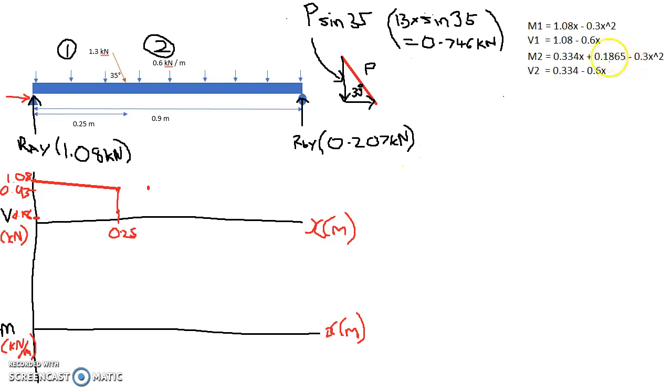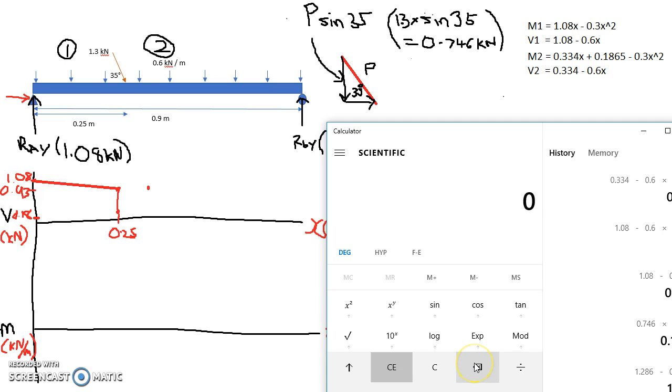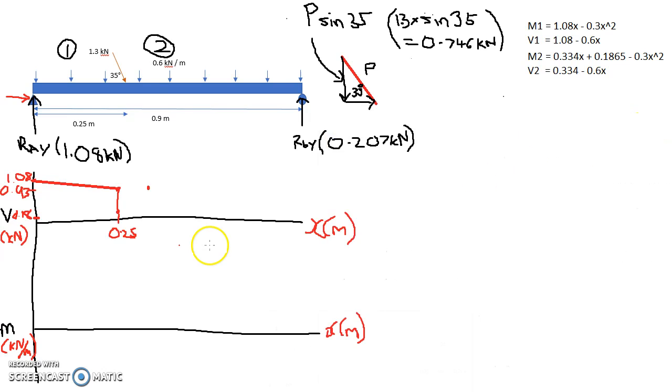So let's find out what it is at the very end of the beam, and we can draw a straight line between those two points. Here it is at the end of the beam. It's going to be 0.334. In this expression, I'm plugging in the length of the beam, which is 0.9. So take 0.6 times 0.9, minus 2.06. So it's going to go to minus 0.206.